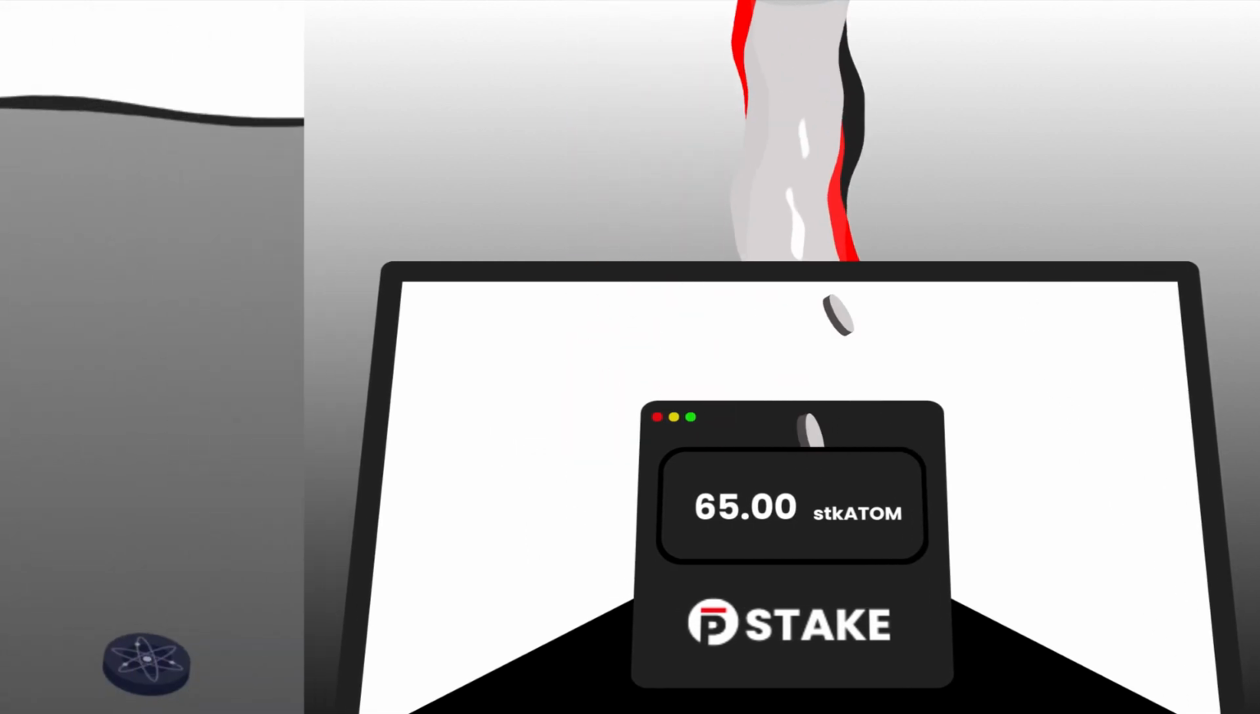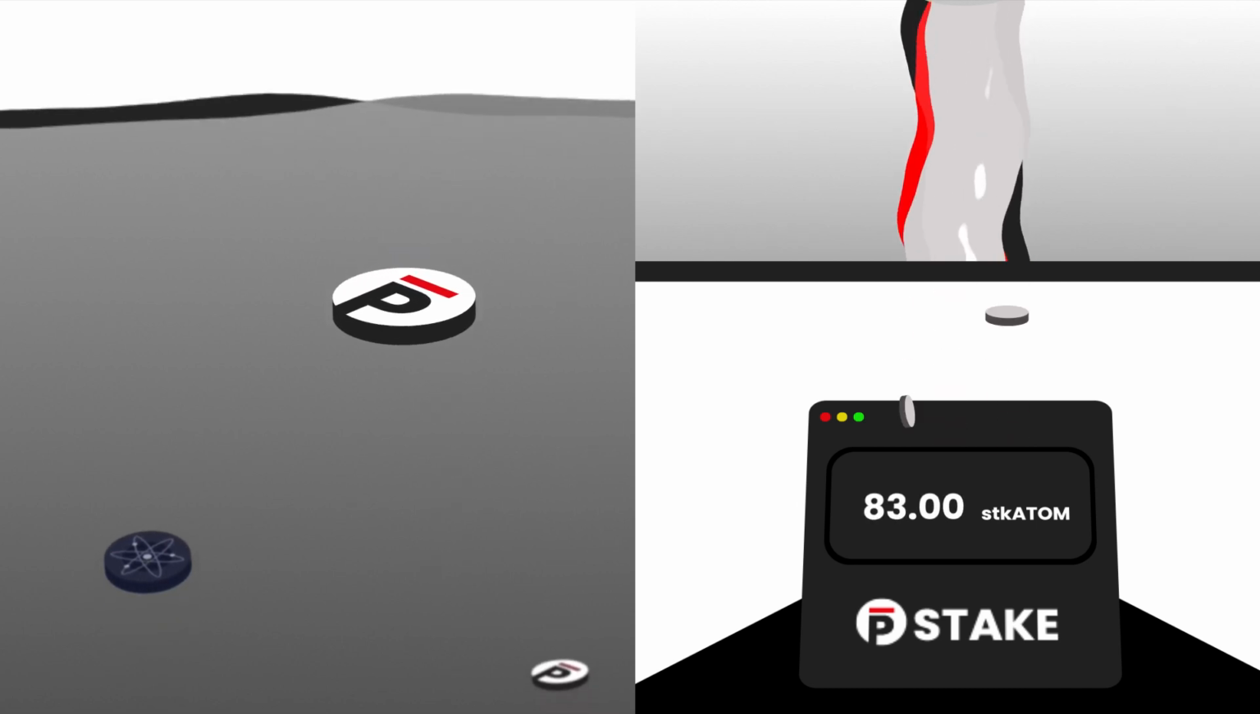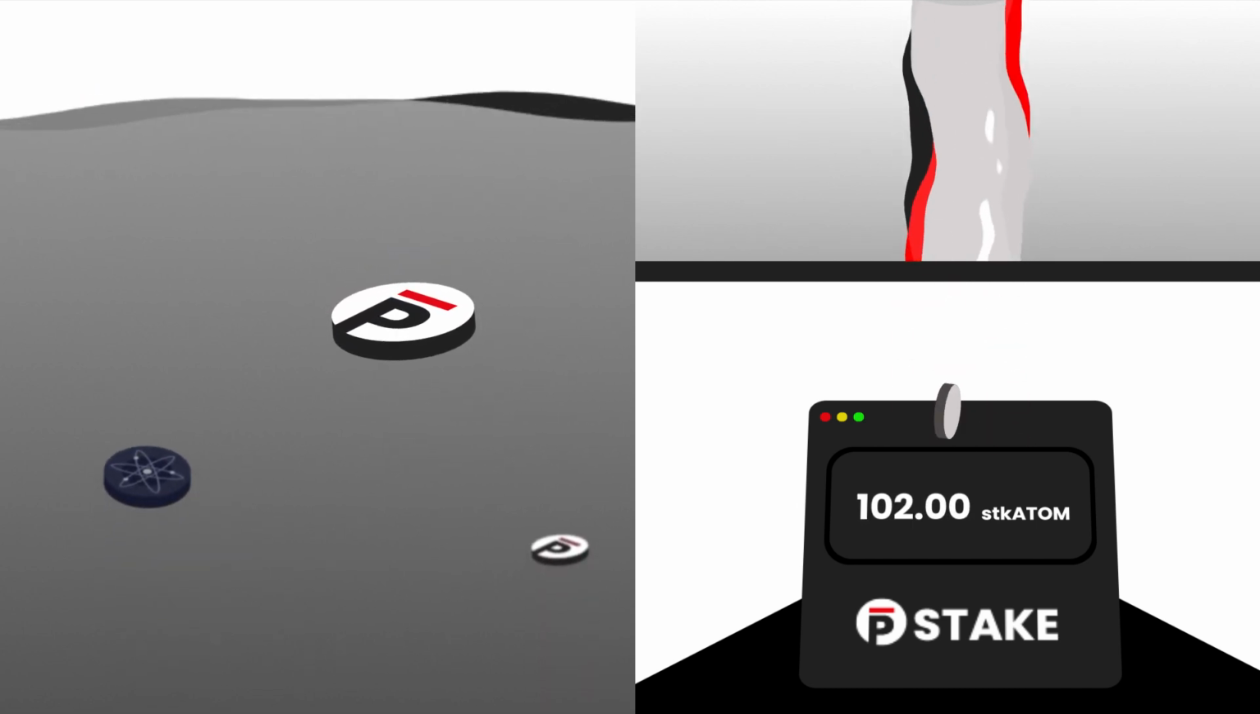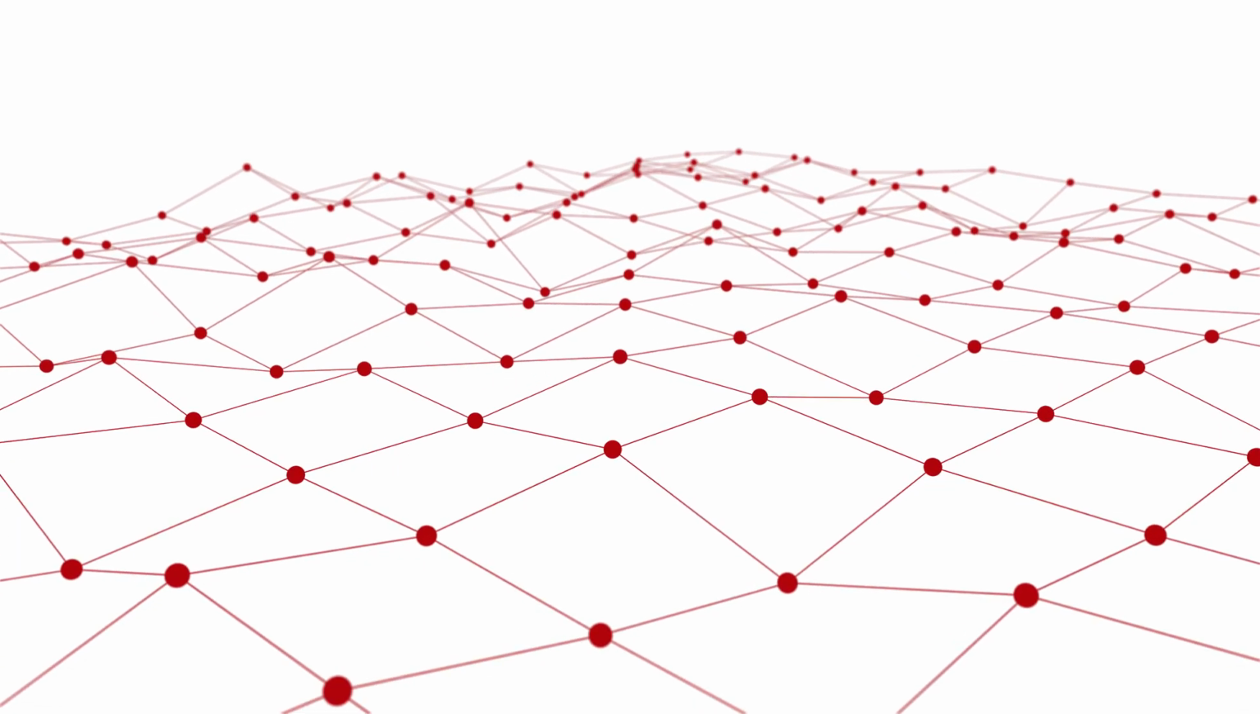This benefits the users by allowing them to earn staking rewards and DeFi yields with the same assets, and supports the ecosystem by increasing the flow of liquidity into DeFi protocols. It's a win-win. So, how does it work?